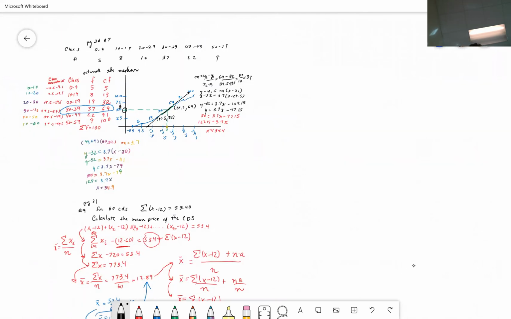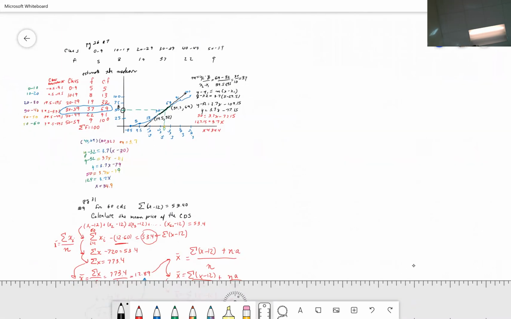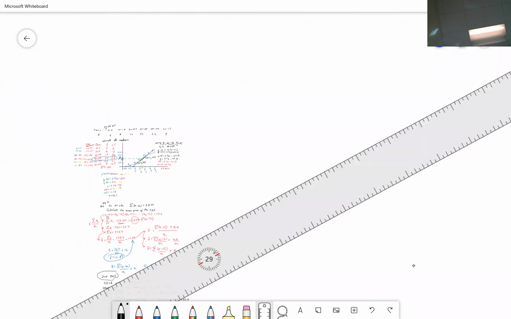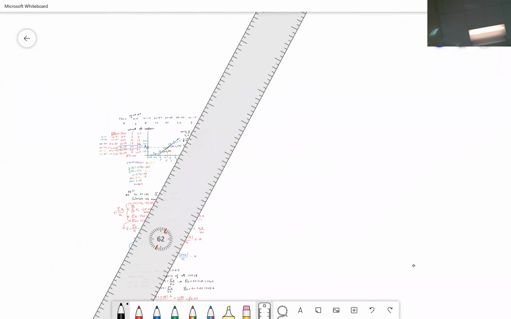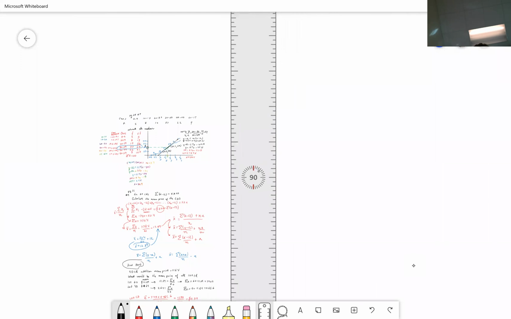Okay, so let's tackle this problem quickly, and then we'll do the last one. I don't know if I have enough time to start chapter 3.